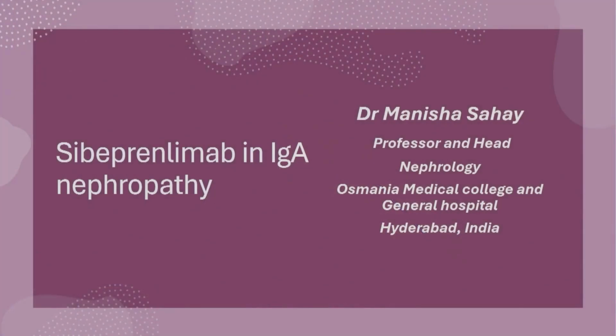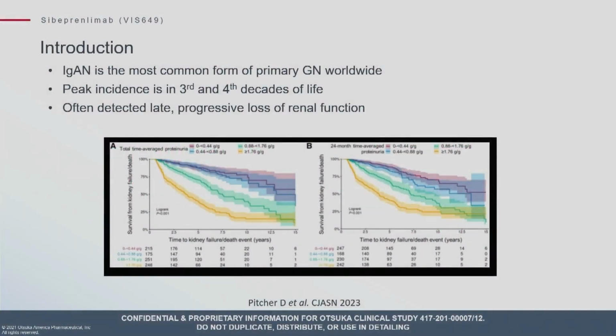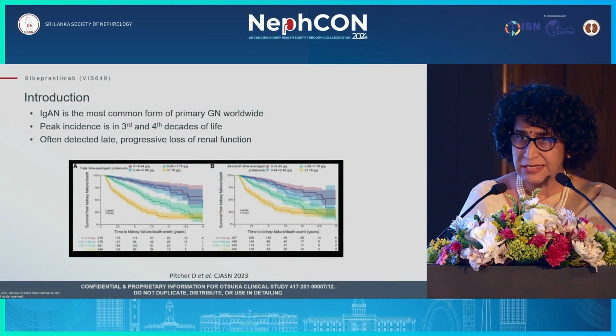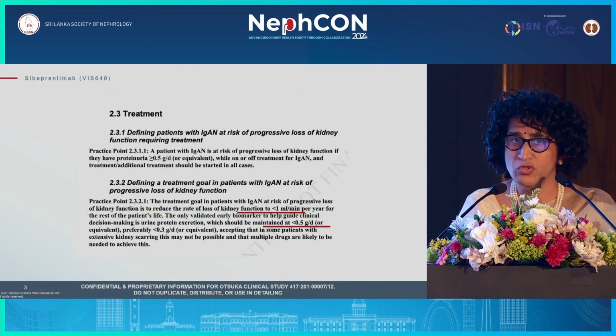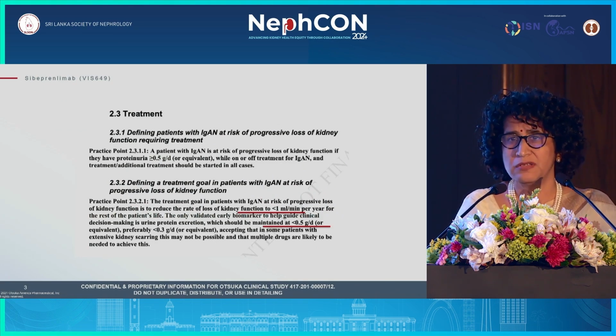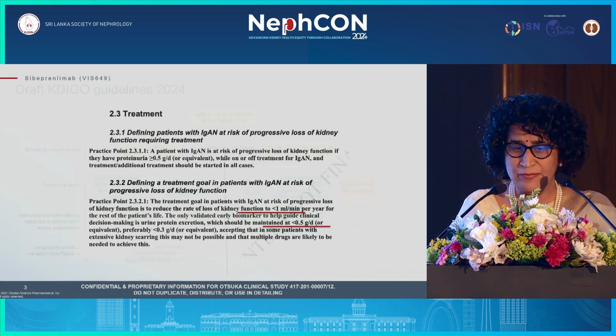So I'll be talking about the role of sibeprenlimab in IgA nephropathy. We have all discussed in the morning how IgA is important, and especially for our population, the APAC region, where it's one of the commonest causes of end-stage kidney disease in young people. And we have heard also the targets that we have to reduce the GFR fall to less than 1 ml per minute per 1.73 meters squared, and also a proteinuria target of 0.5 gram per day or less.